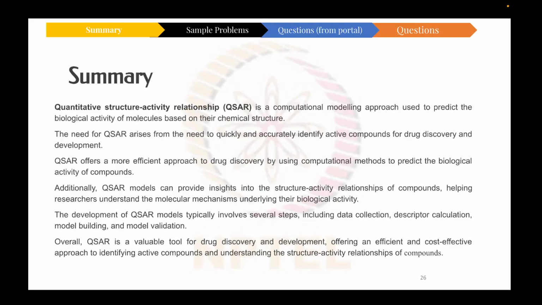The dataset is then pre-processed to remove any duplicates, outliers or missing values. The dataset is also divided into training and test sets for validation. The next step is to build a QSAR model using statistical or machine learning algorithms. The training set is used to train the model and the validation set is used to evaluate the performance of the model.